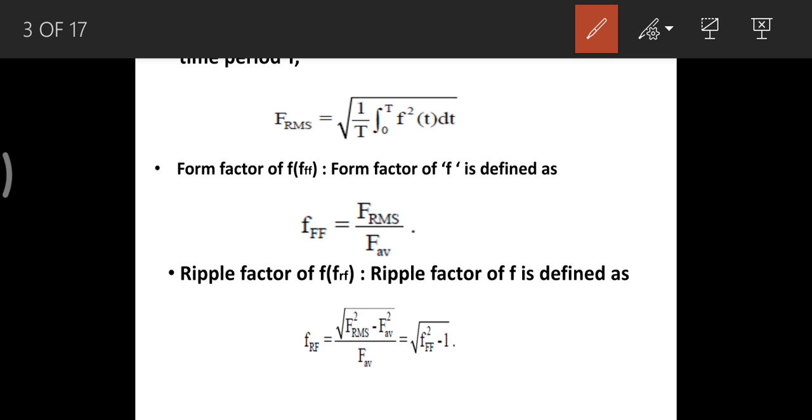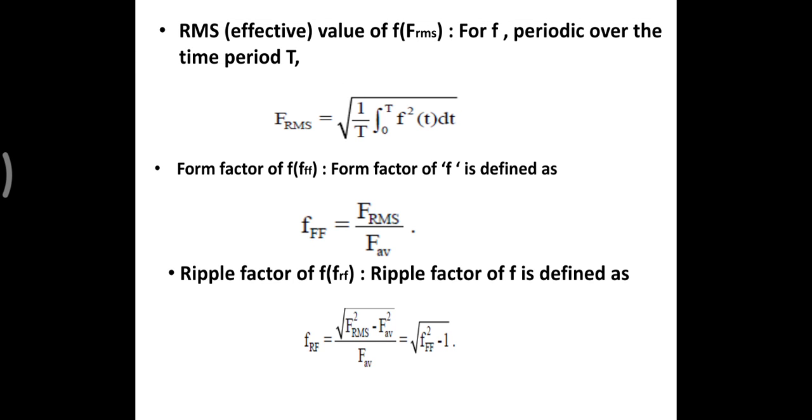So mathematically it is expressed as square root of RMS square minus average square, divided by F average. Okay, so it can simply be expressed as square root of form factor square minus 1. This is about the ripple factor.